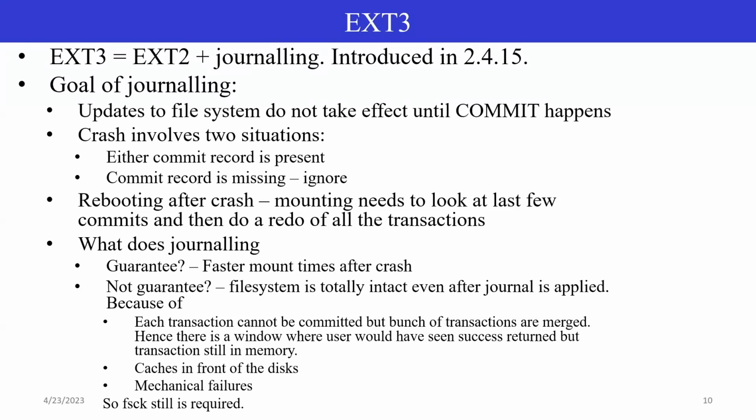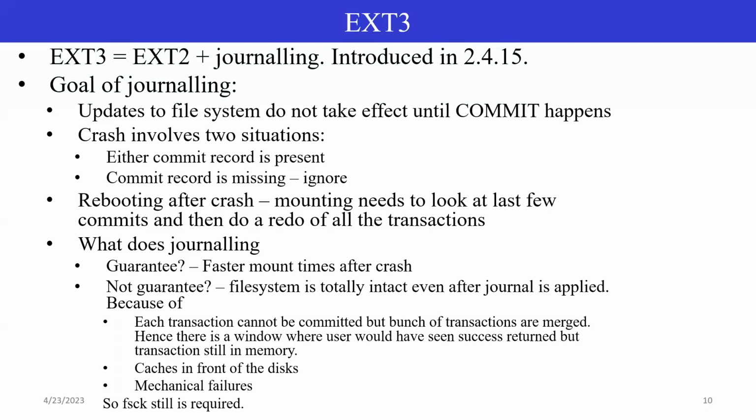If you talk in terms of transaction context, like what I said at the beginning, the goal of journaling is to make sure that the updates to the file system do not take effect until the commit happens. So when a commit has happened and you record a commit in the journal, you are basically assuring the user that this data is durable, always available even after the file system has crashed. This is what the goal of journaling is.